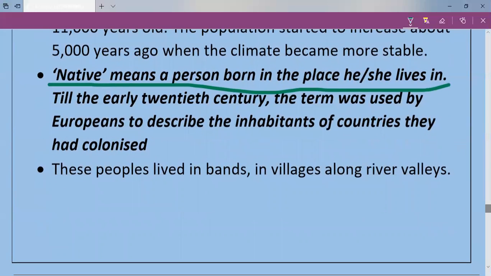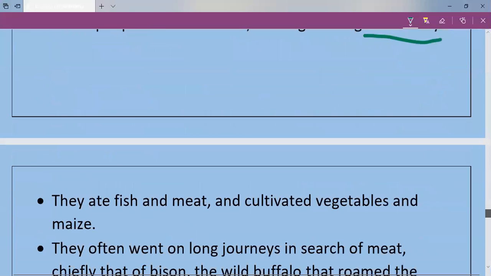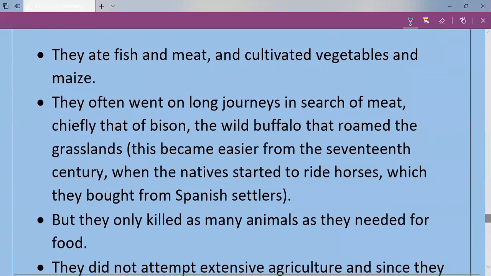That is who the original inhabitants, the native people, the people who belong to that particular land. They lived in groups, in villages near the river valleys. And what were their main food items? They ate fish, they ate meat, they cultivated vegetables and maize, corn.